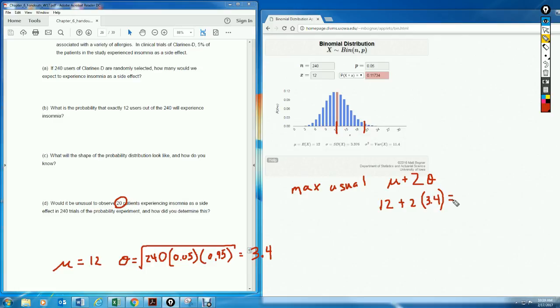And if you calculate that, you would see that the maximum usual would be, hold on, I gotta calculate this real quick, about 18.8. So that would be like here. So again, we're just setting up these boundary values. Here is my max usual. Anything greater than that is unusual. So in other words, yes, it would be unusual to see that many people having insomnia.